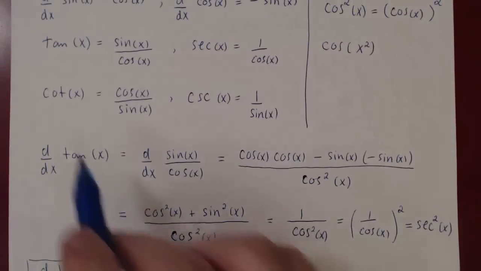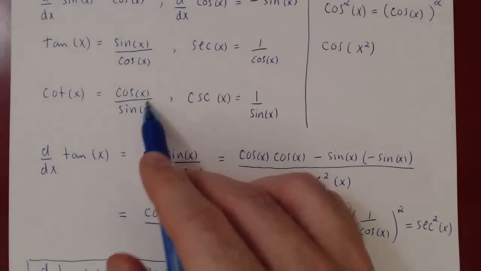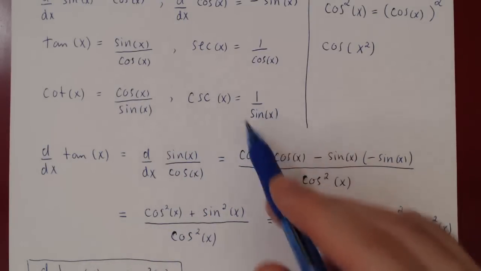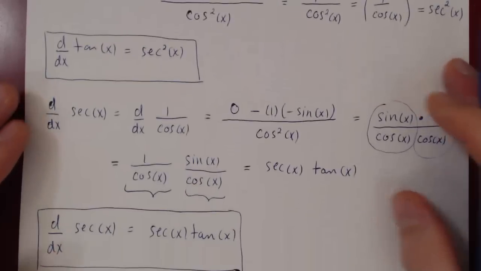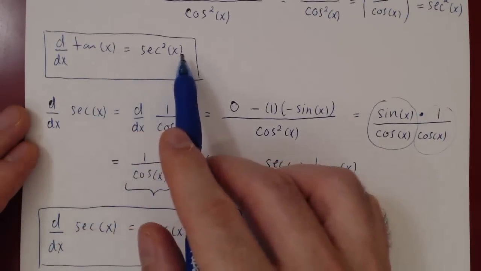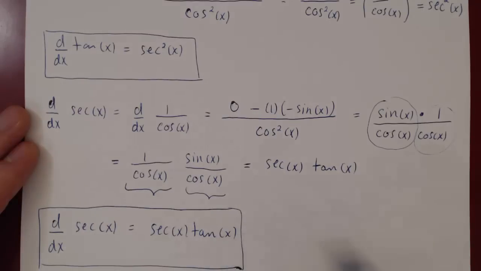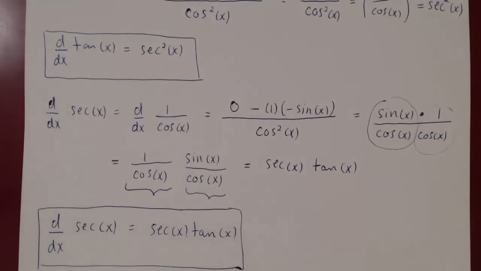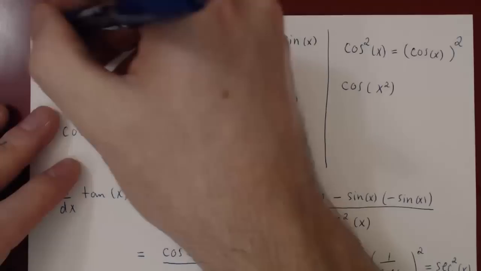And as I've said before, I will let you now find the derivative of cotangent of x, again using the quotient rule, and the derivative of cosecant of x, once again with the quotient rule. And you will arrive at very similar results as in the case of the derivative of tan of x and secant of x. So now, let's use these four derivatives.